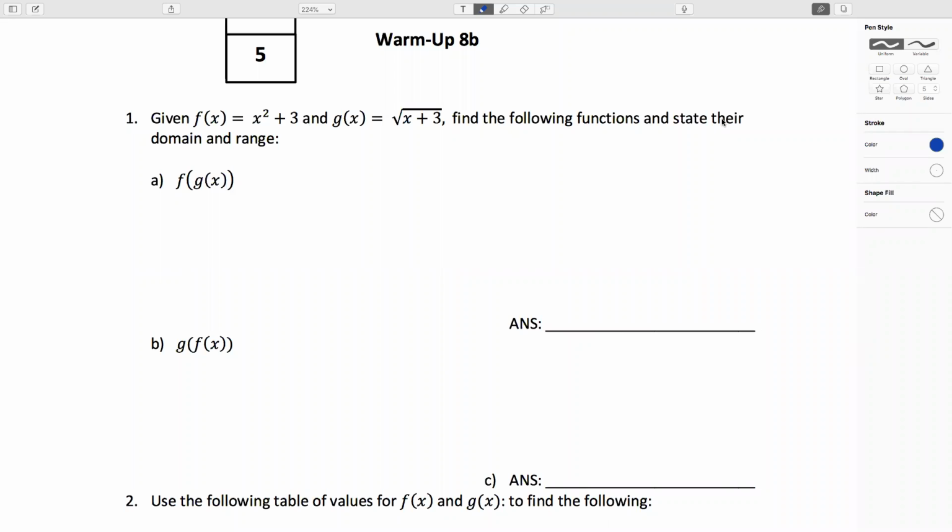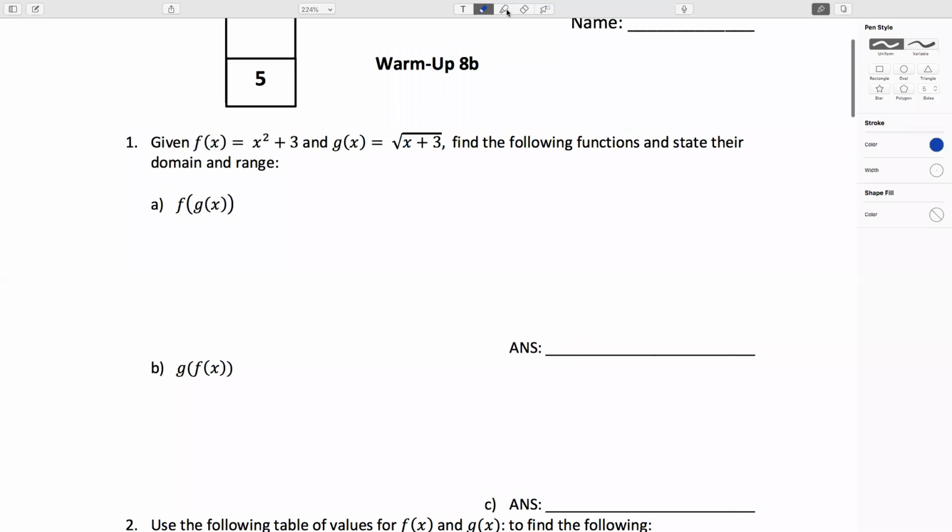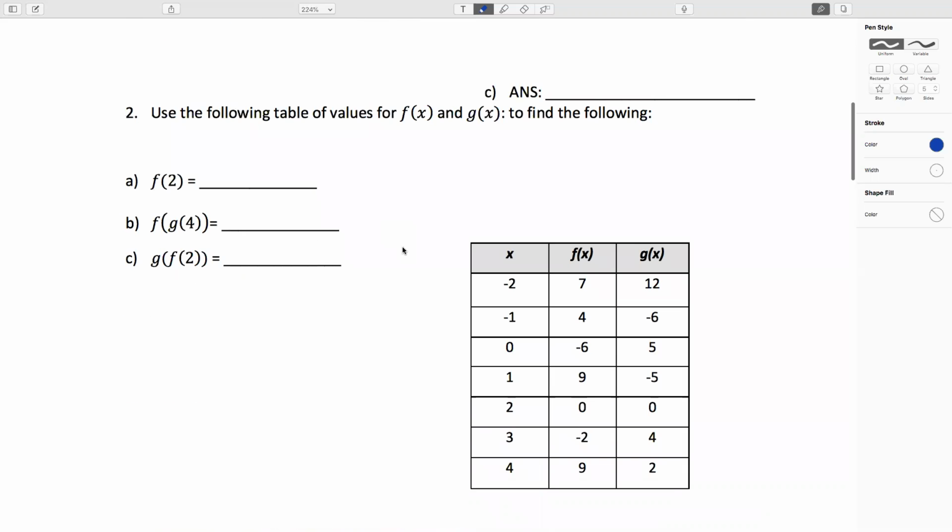Figured I would post an extra video here, just talking about some of the topics from the last set of notes. We haven't had any content in a while, and I figured it might be a good thing to see a little bit more and to go through some more problems. So this would have been a warm-up that we would have done. There's two questions. There's question one, which is a composition of functions problem. We're going to have to join some functions together, find their domains and ranges. And then problem two, we're going to use a table of values to figure out what some composite functions are.